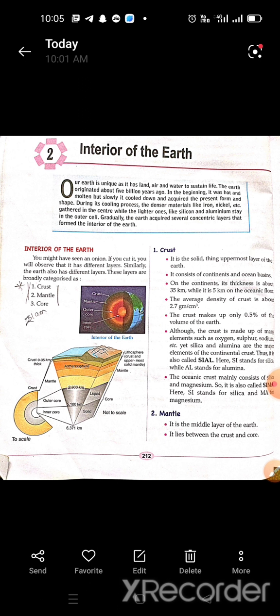Now we are going to read about mantle. You will get more information about this when I add the animation. So you should watch this video until the end.